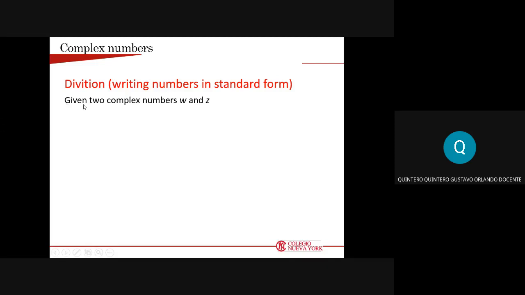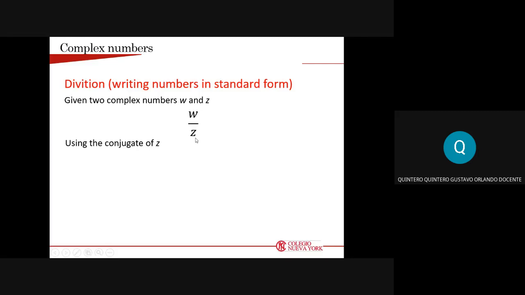Let's say that we have two complex numbers, W and Z. These two are complex numbers, and we're trying to find W over Z. Remember, this is a division. It's a fraction, but also a division, right? So how much will be W over Z? All right. We are going to use the conjugate of Z. There was a reason why I explained the conjugate before. We're going to use the conjugate of Z.